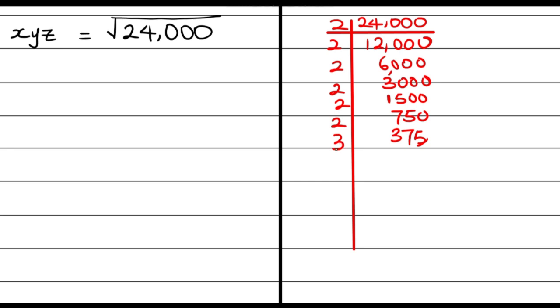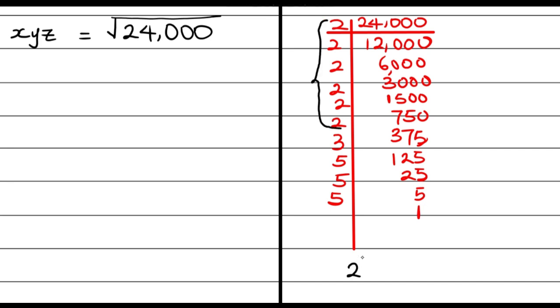This time around, we're going to try with 3. 3 here. Then we have 125. Then we're going to continue with 5. 5 here. That is going to be 25. Then with another 5, we have 5 here. Then with another 5, 5 in 5, that's going to be 1. We can see that we have 1, 2, 3, 4, 5, 6 twos.